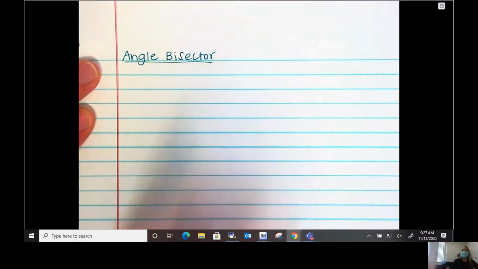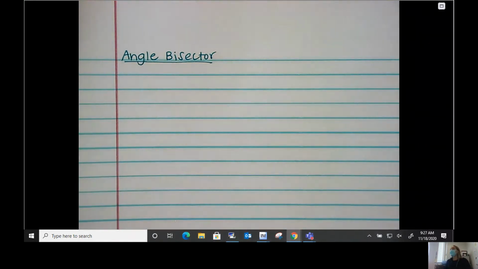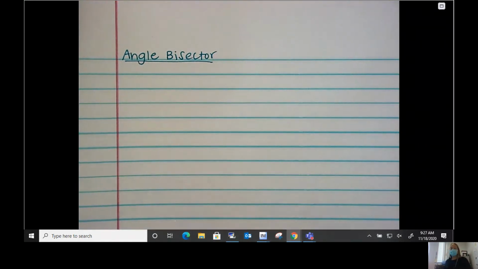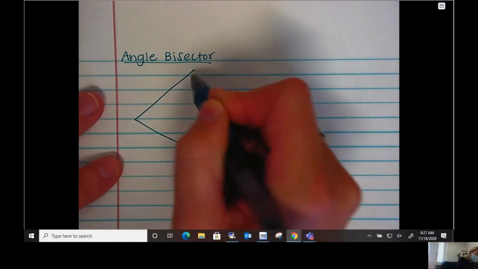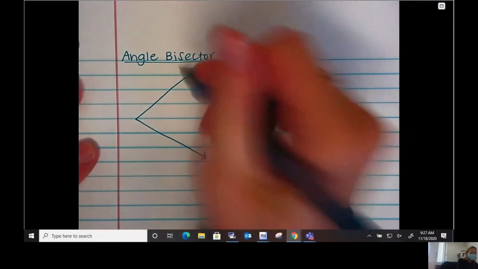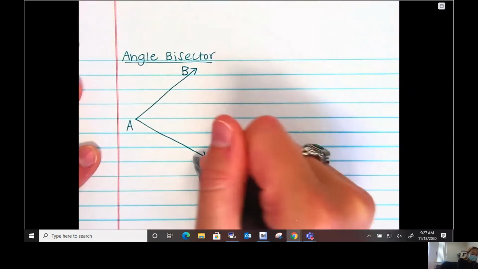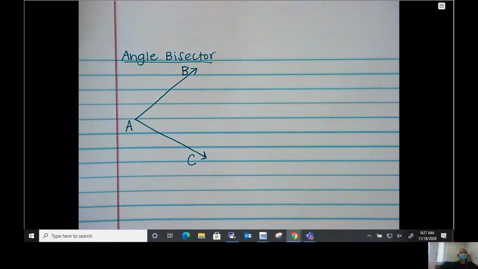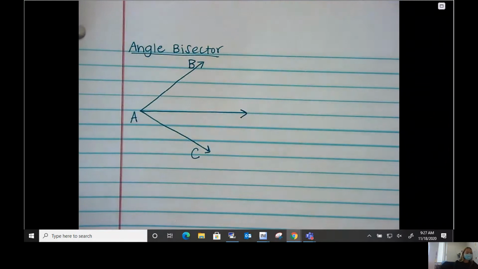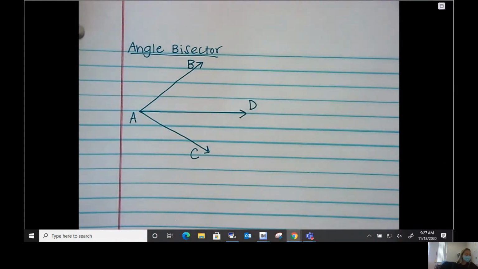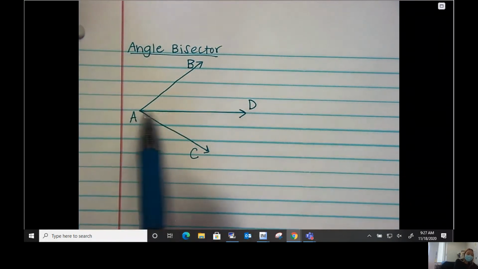Now we're going to do an angle bisector. So instead of cutting a triangle in half, now we're just going to cut an angle in half. So I'm going to draw a nice big angle. I'm going to call it angle BAC. Okay, so I've got my angle A, and I'm going to cut angle A in half. So what does that mean about the two pieces of angle A? If I cut it in half, they're going to be congruent. They're going to be exactly the same. Very good.